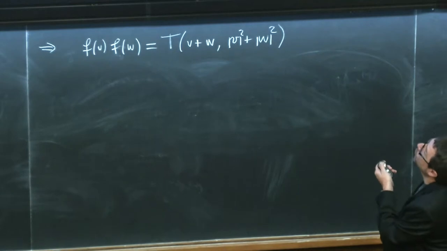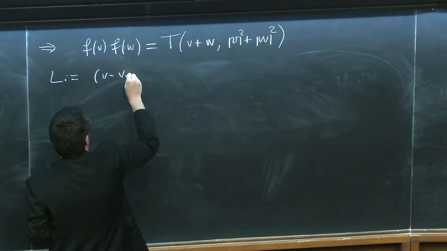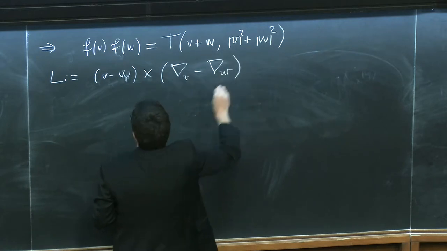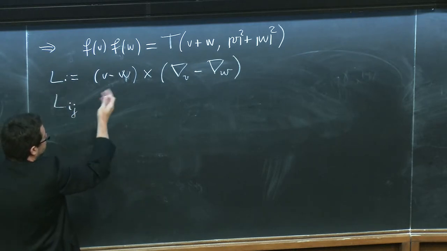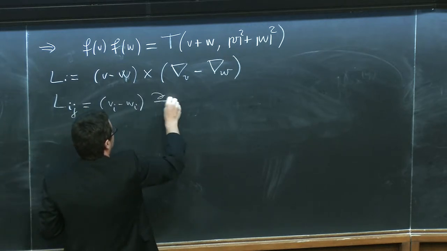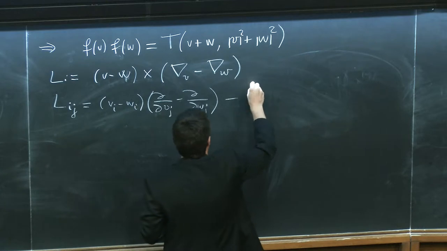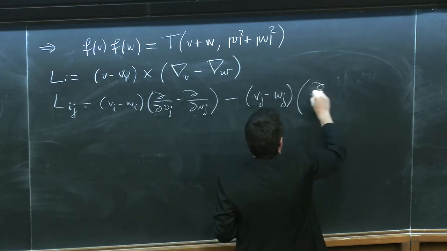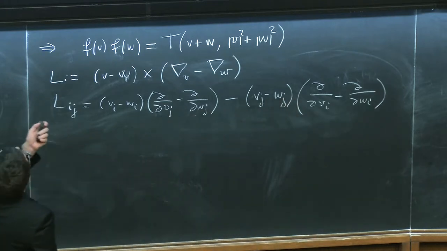So what I say is that I use this operator here. L is defined as V minus W cross product with gradient V minus gradient of W. And if you prefer to use coordinates, this is a matrix which has for coordinates (Vi minus Wi) d over dVj minus d over dWj, minus (Vj minus Wj) d over dVi minus d over dWi. Okay? It's what is written actually here.